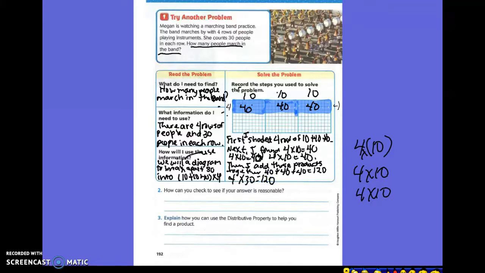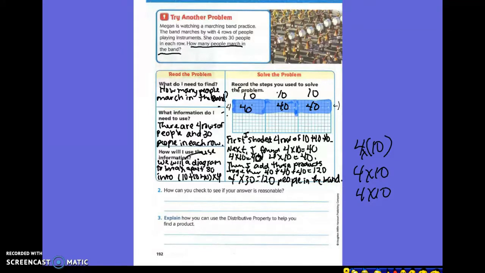So then we would do 4 times 30 equals 120 what? What was the thing that we were trying to find? What should the label be? People. People in the band. That is a lot of people in a band.